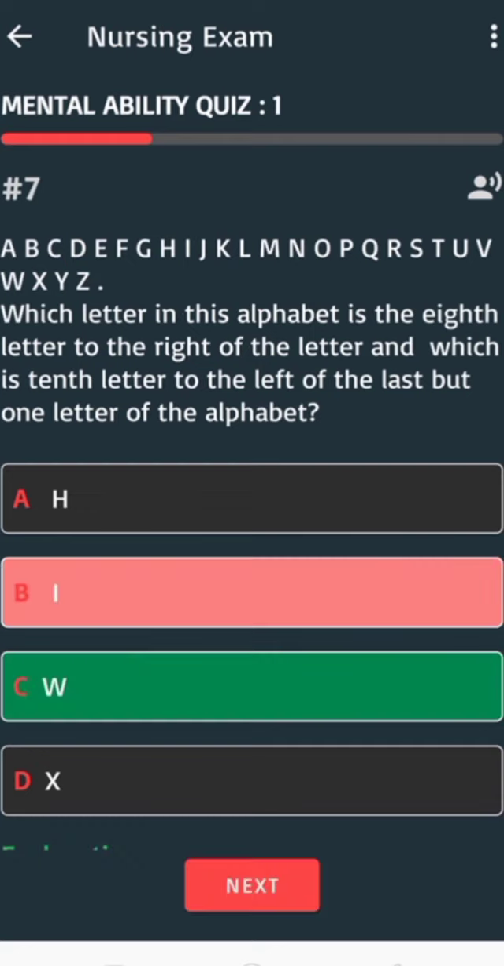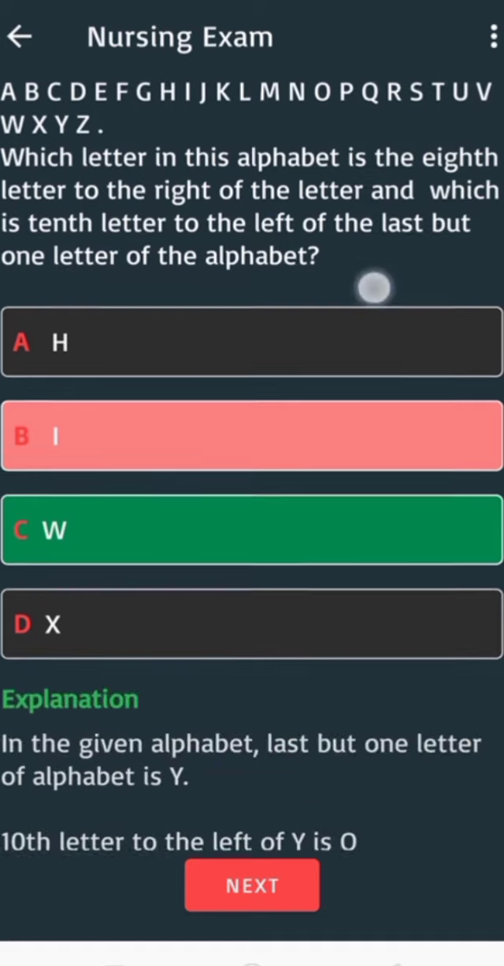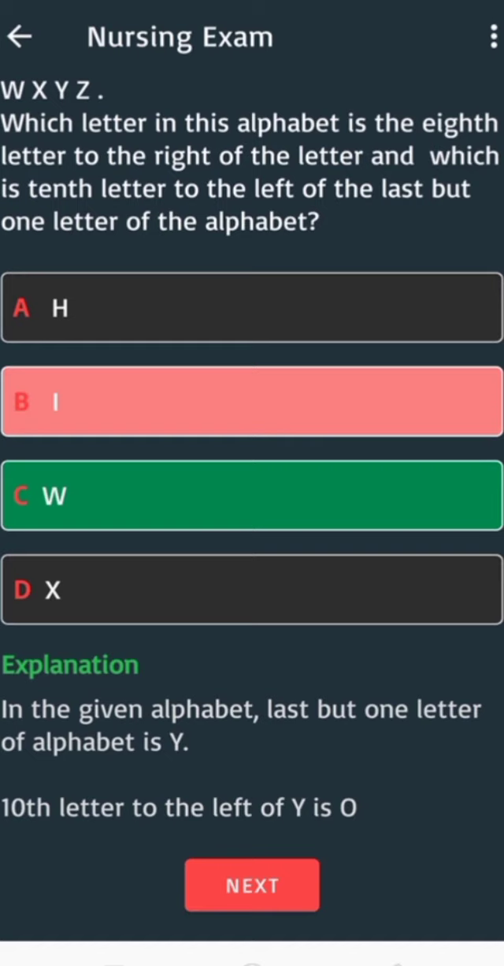No. Correct answer is C. In the given alphabet, last but one letter of alphabet is Y. 10th letter to the left of Y is O. 8th letter to the right of O is W.